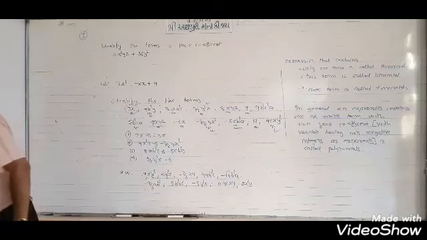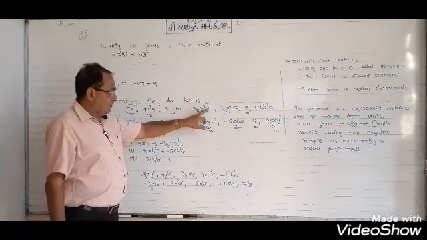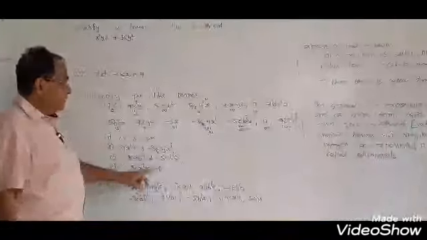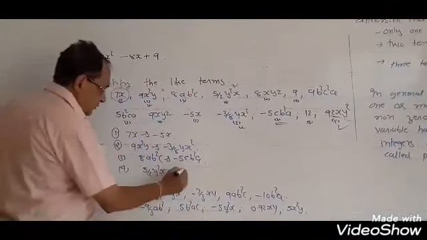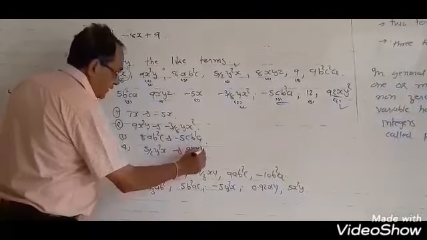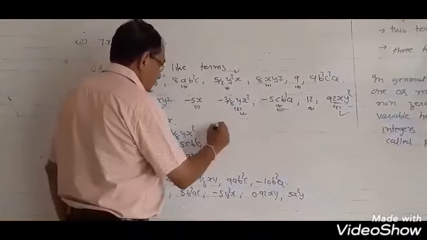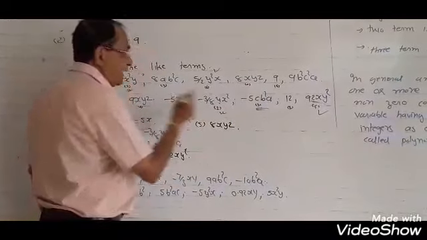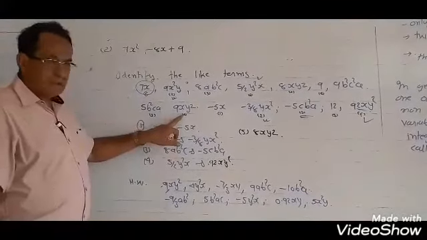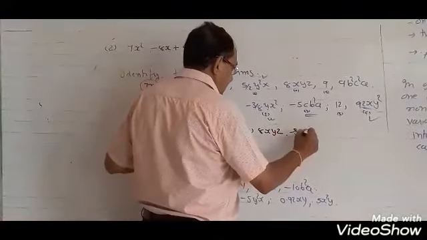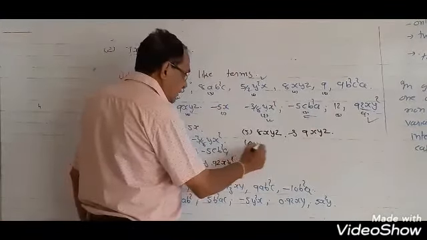Fourth one, 5/2 y square x and 92x y square. Next, 8xyz. Who will come with it? It is 8xyz and 9xyz. Okay. 6. That is your constant term.